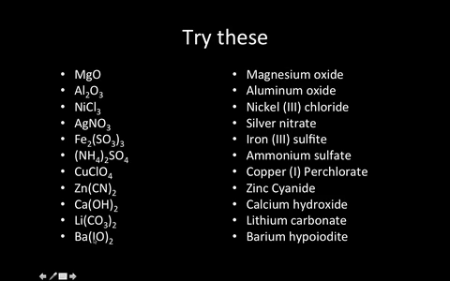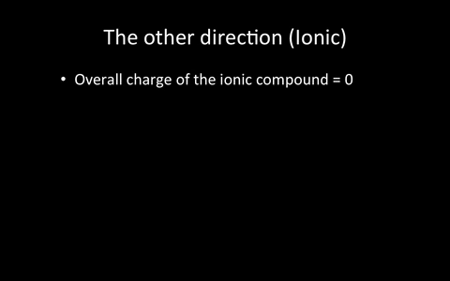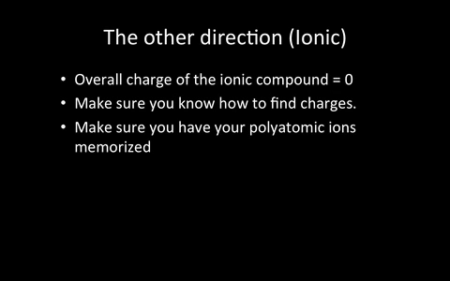All right. Ionic compounds go in the other direction. So now we have the names, we're coming up with the correct chemical formula. Here's the thing. Every single time you write a chemical formula, the overall charge of the ionic compound must equal 0. So make sure you know how to find these charges. Make sure you have your polyatomic ions memorized.